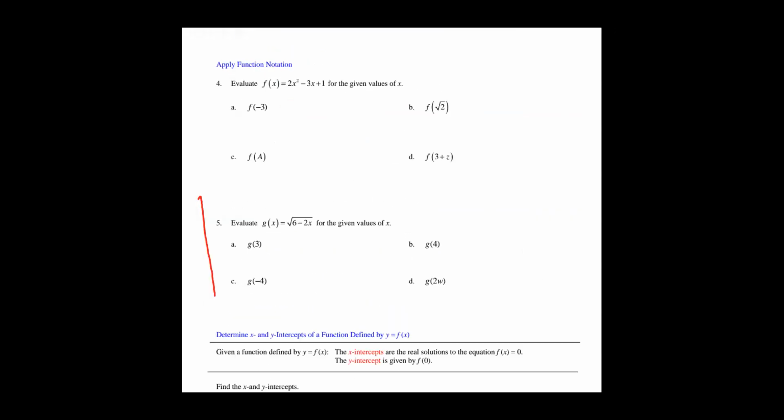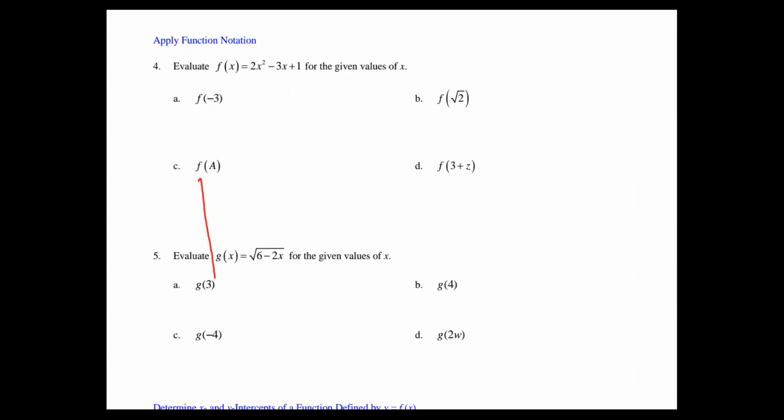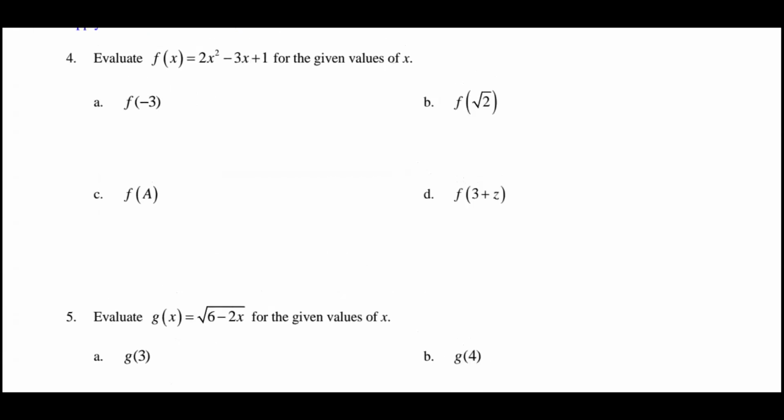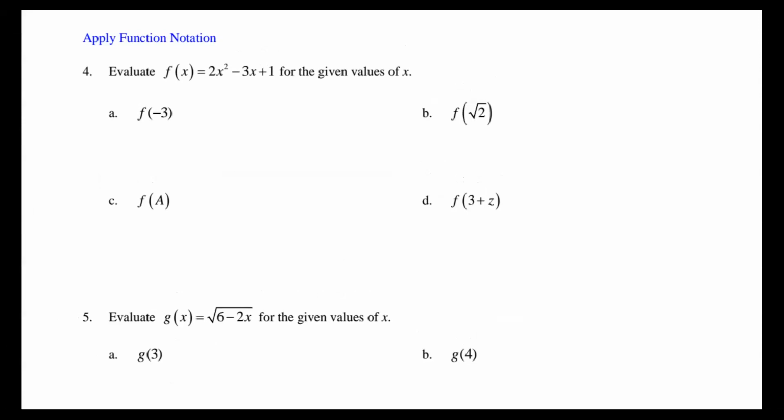Next we are going to go over number 4. Evaluate the function f of x equals 2x squared minus 3x plus 1 for the given values of x. First we are going to find f of -3. What that means is you have to plug in -3 for x. So let's put -3 wherever the x comes.